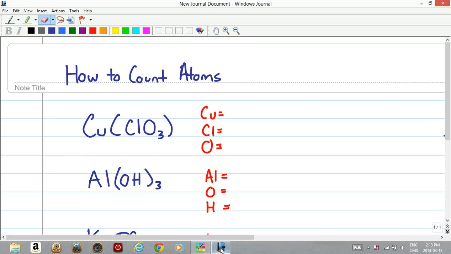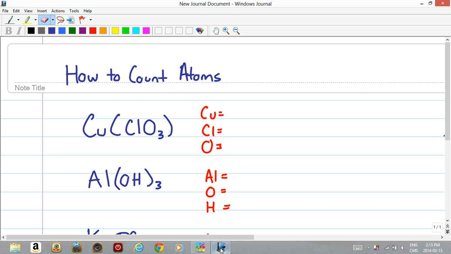Buongiorno. This is a video on how to count atoms, and you should watch this video before you watch the video on how to balance chemical reactions or equations. This is an important skill to know. So let's get started. Here we have our first chemical we're going to look at.